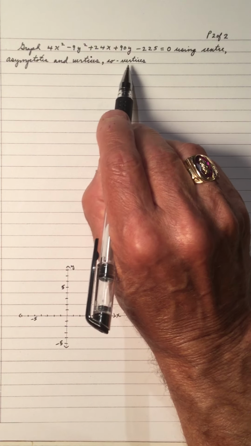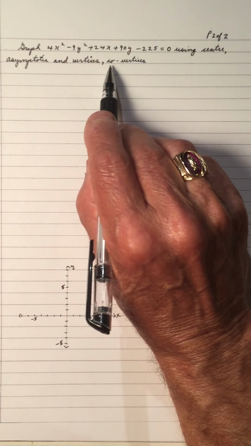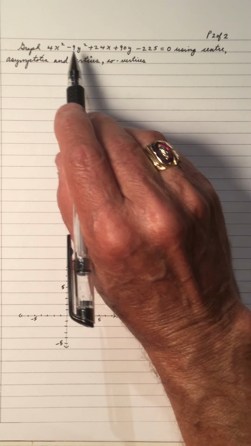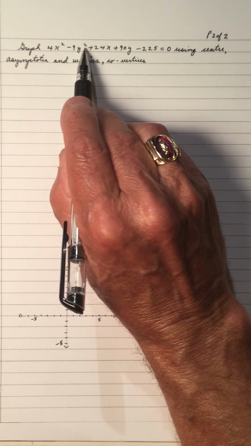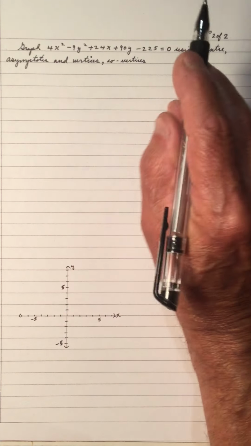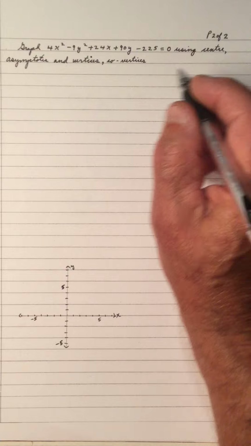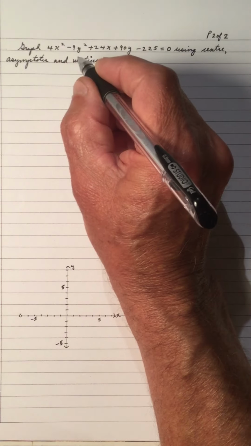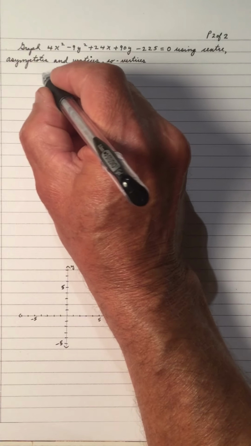But the conjugate vertices are not necessary to graph, we just need the vertices, but I put this in. Notice this has an x squared and a y squared, and one of them is plus and one of them is minus. So let's take the equation, and it's in general form, so we want to change it. In order to graph it, we have to change it to the transformational form.